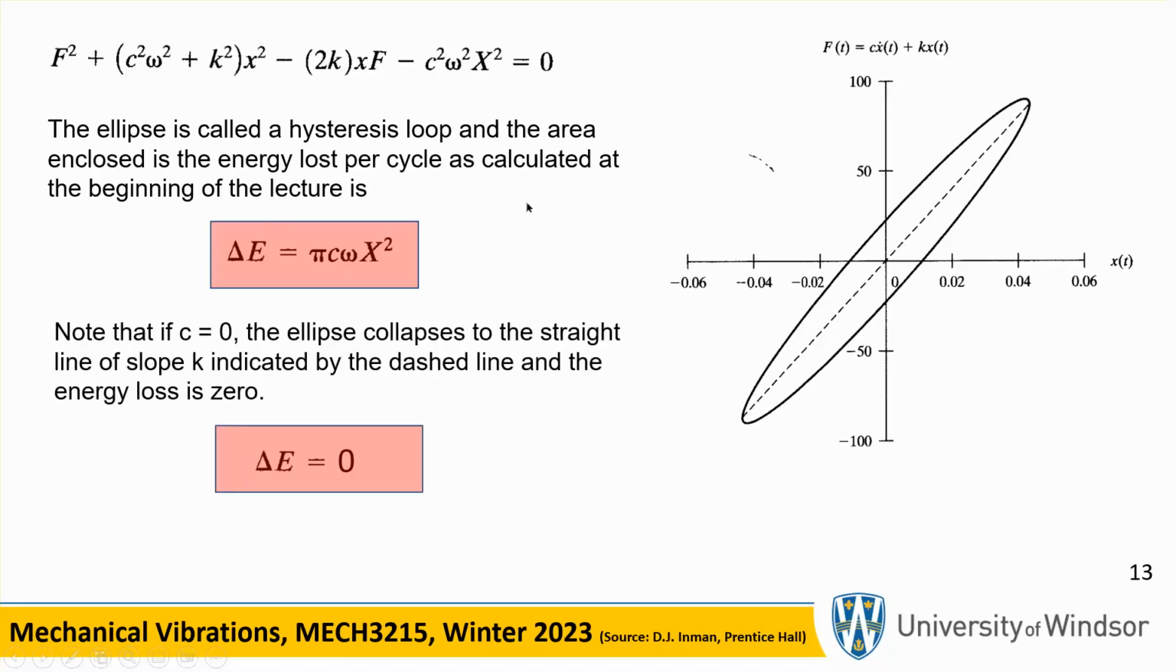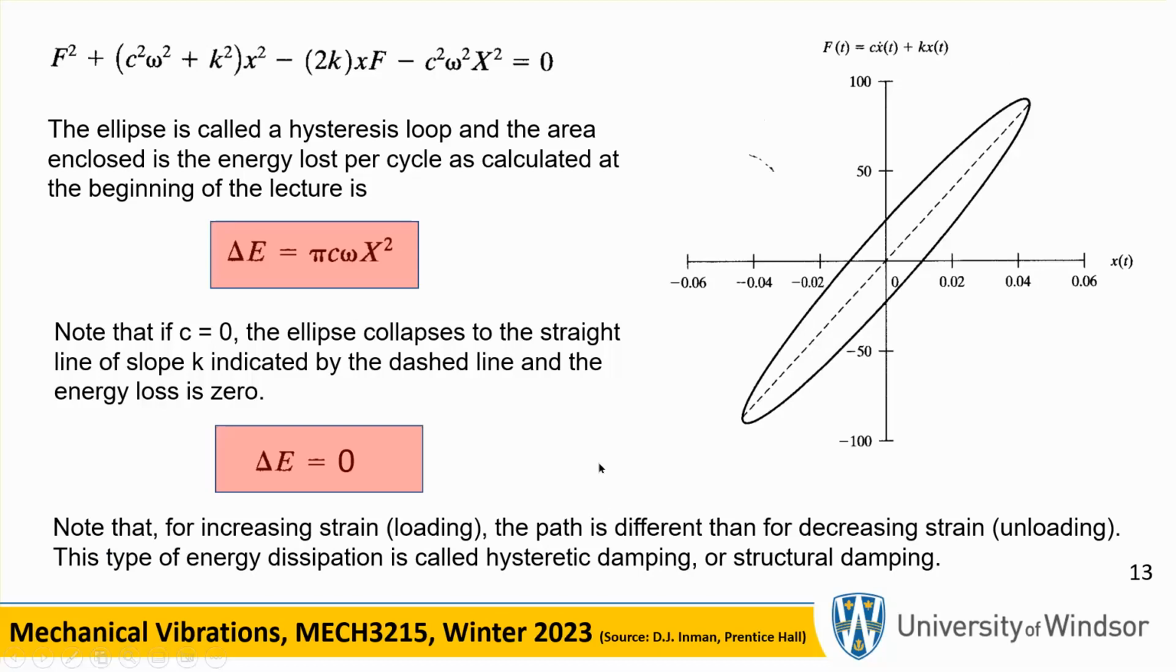Now, if there is no damping, this area is zero. That means you go along the path and you come back. But if there is damping, there is energy dissipated, and this area is going to be the energy dissipated in one cycle.